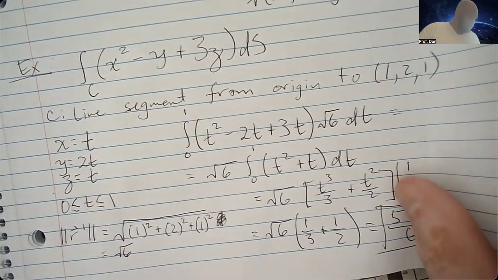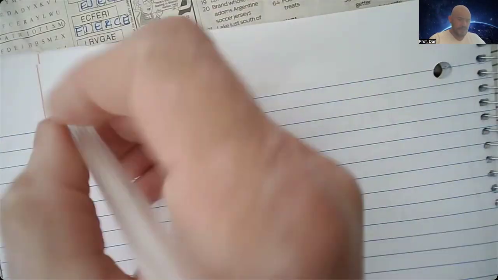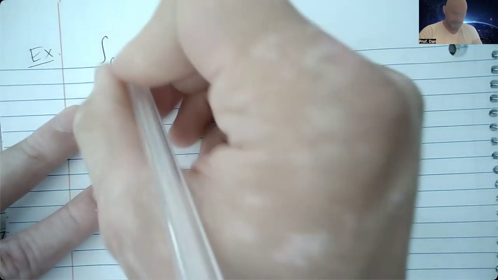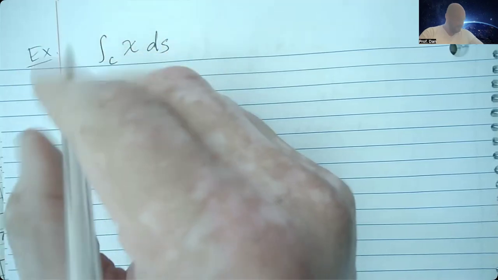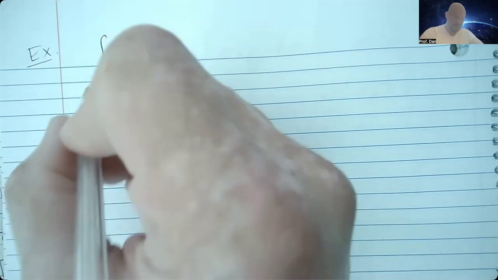Okay, moving on to another example. In the next example, we'll actually look at a path. Let's say that we want to evaluate the line integral of x ds over the path c. The c that we're going to be given follows a path that looks like this.